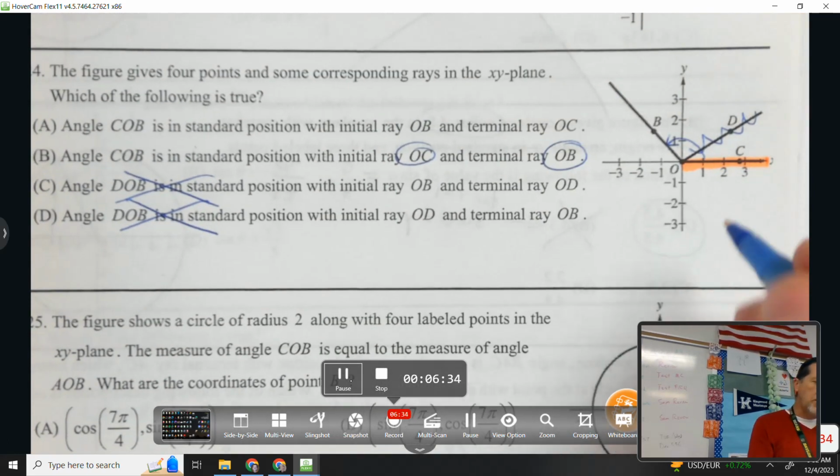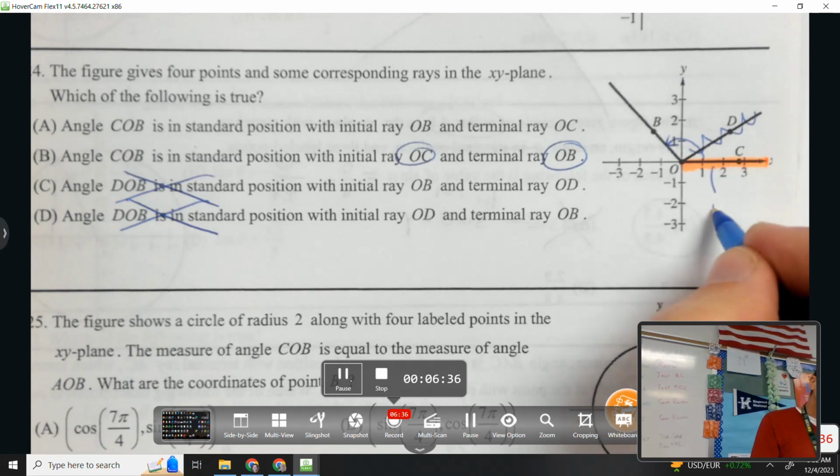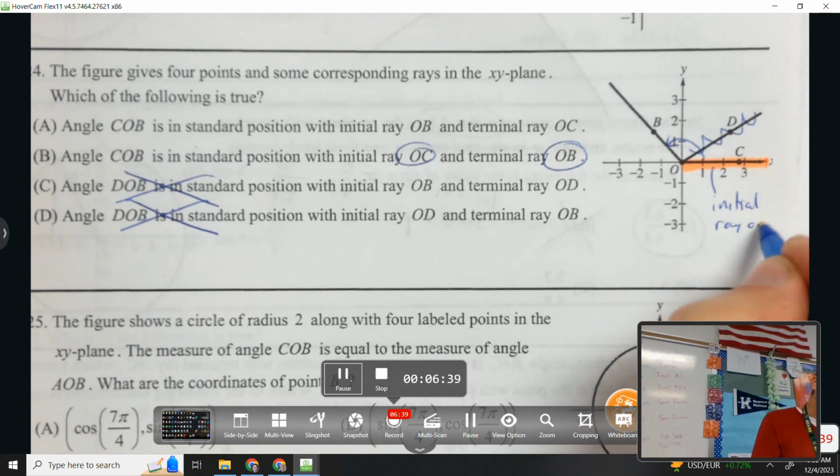So that's just questioning the definition of a standard position. Standard position means the initial ray is on the x-axis, or on the positive x-axis. That's what standard position means.